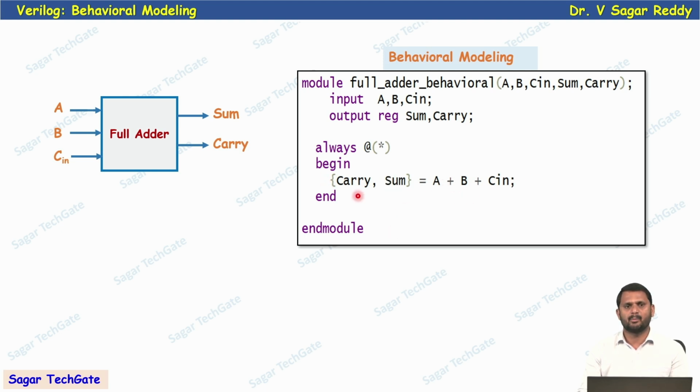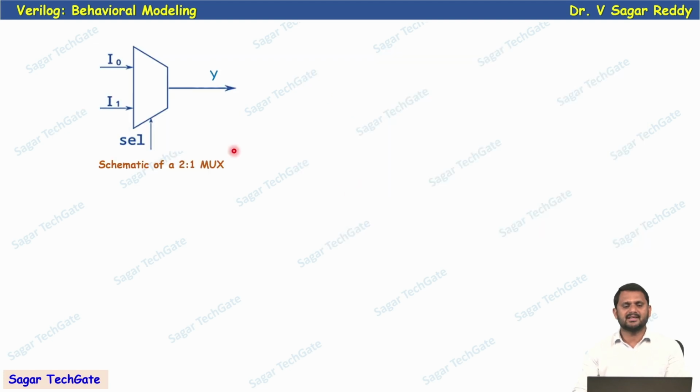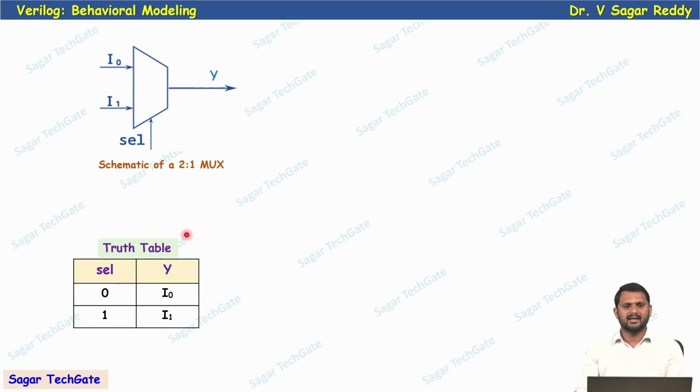We already discussed these operators, how we concatenate two signals or variables. Here the output is stored in carry and sum. All are 1 bit, the output is 2 bits, so 1 bit is the sum and 1 bit is the carry. Now another example, a 2:1 mux, having 2 inputs, 1 selection line and 1 output. This is the truth table.